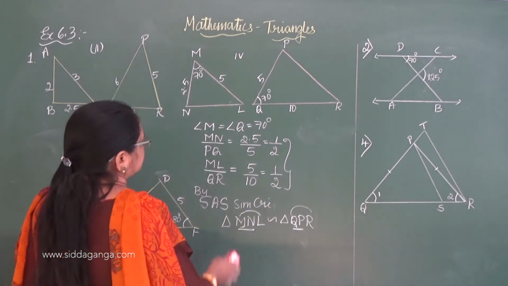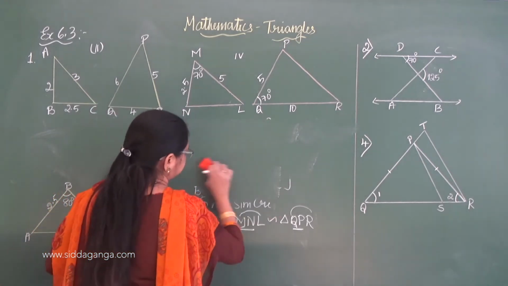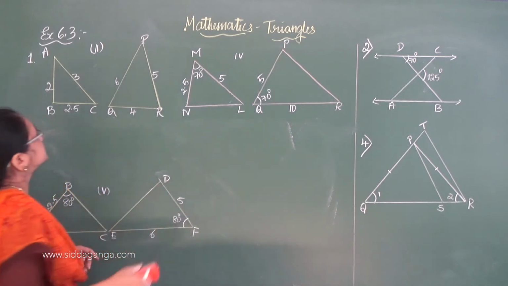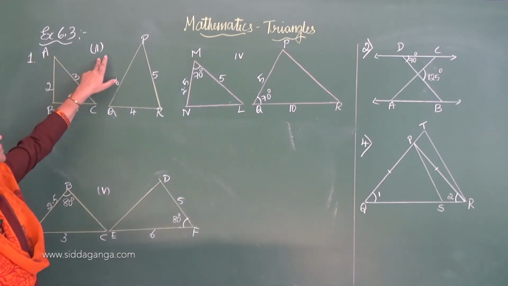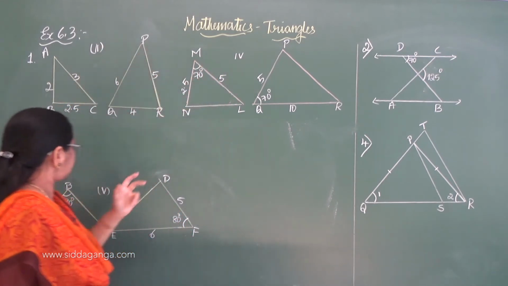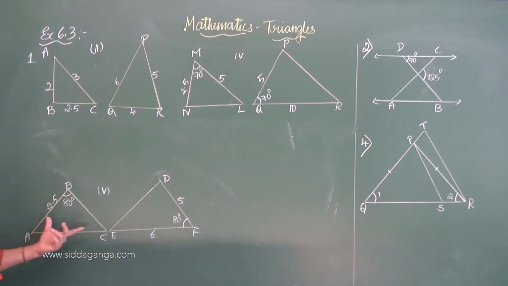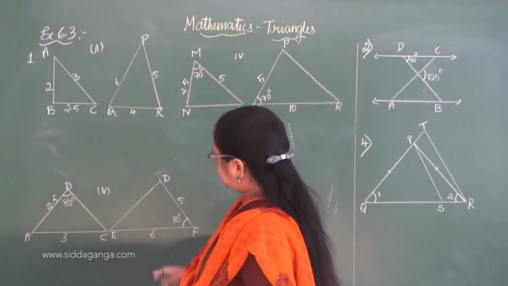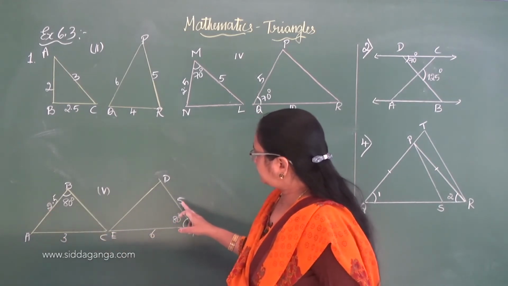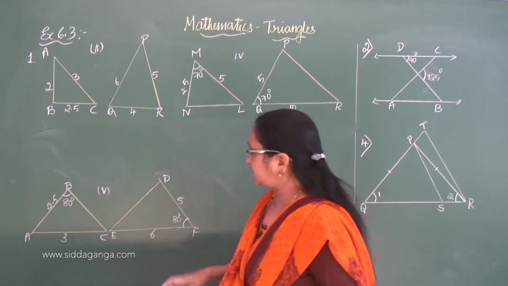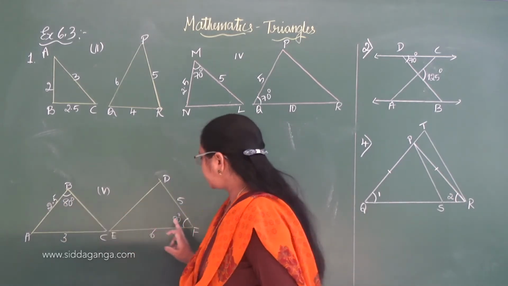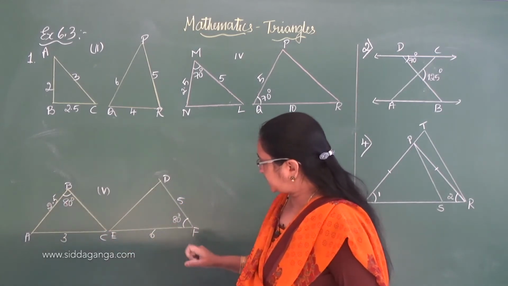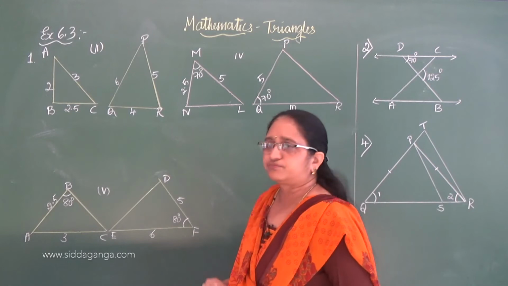Now third one, let me do third one now. So this is from the first main I have chosen, second one, fourth one and fifth one. Now here you just observe this fifth problem. See here, 2.5 by 5, again half, 3 by 6, again half, 80 degree, you observe 80 degree angle. See here angle B, but in this case it is angle F, correct.